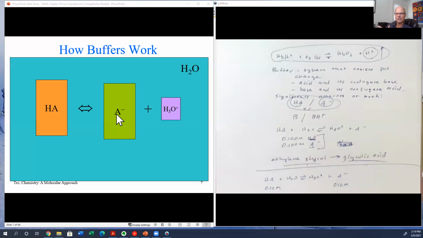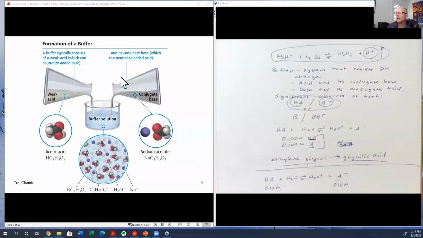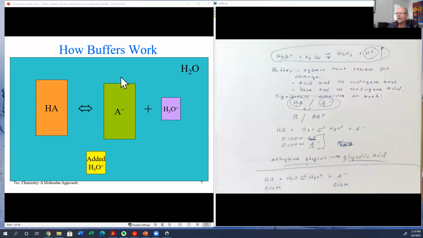So you have both of these things present at the same time, okay? So now what happens if you add acid to this buffer, right? What do you think it's going to react with? The acid or the base? The base. The base, okay?